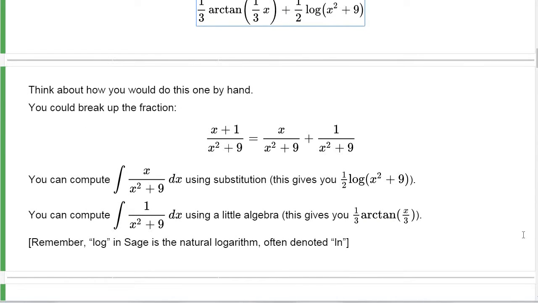It is possible to do this by hand. We will talk about this in Calculus 2, that you can break up this fraction into these two things. This is called partial fraction decomposition, and this first one is a substitution problem, which is a Calc 1 problem, I guess. The next one just takes a little algebra to get this 9 out of here, and then you'll end up with arctangent.